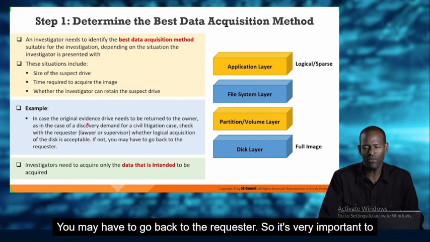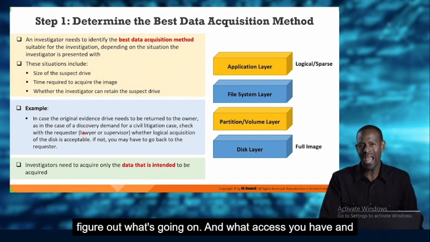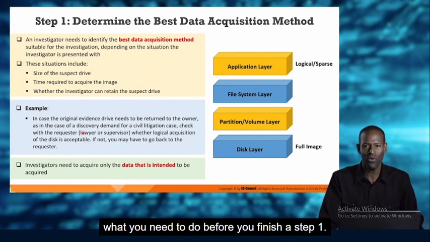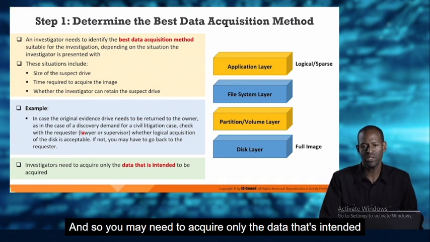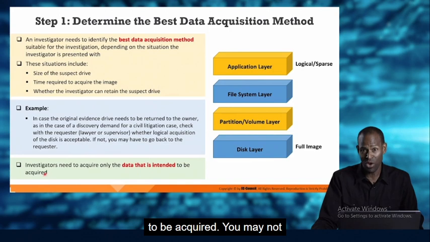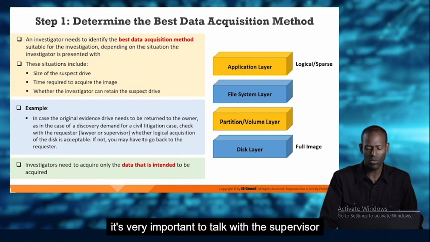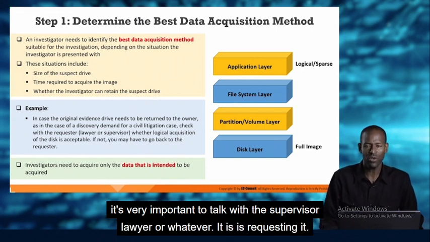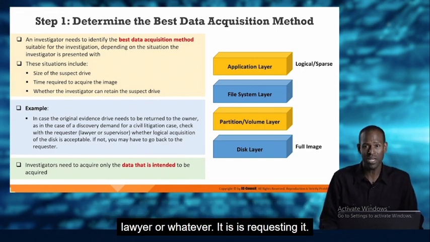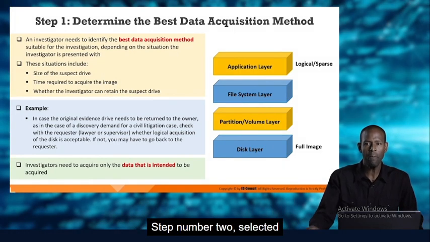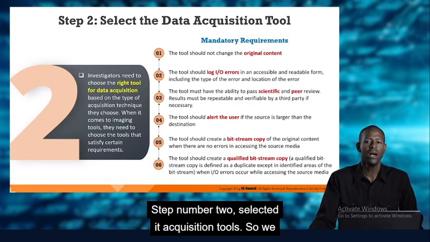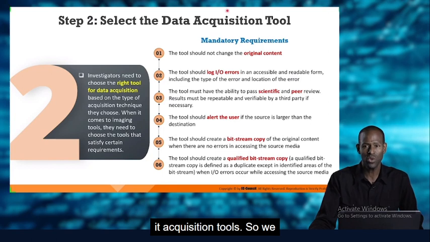So it's very important to figure out what's going on and what access you have and what you need to do before you finish step one. And so you may need to acquire only the data that's intended to be acquired. You may not even be able to make an entire disk image. So it's very important to talk with the supervisor, lawyer, or whoever it is who's requesting it. Step number 2, select the data acquisition tool. So we need to have the right tool, right?